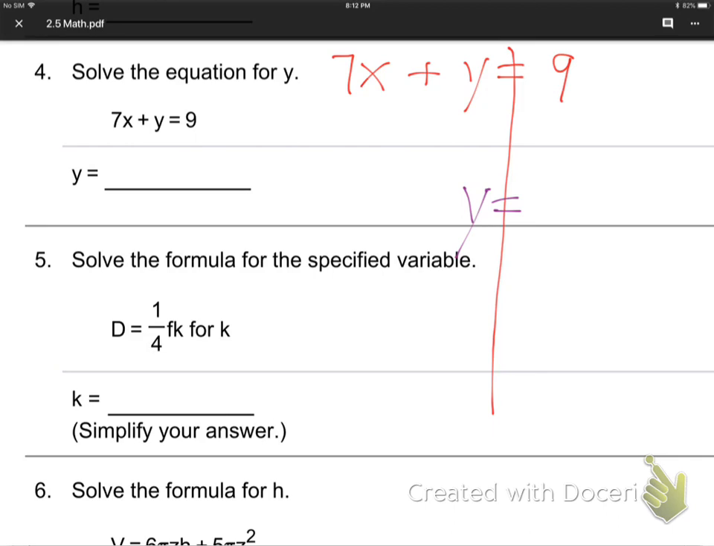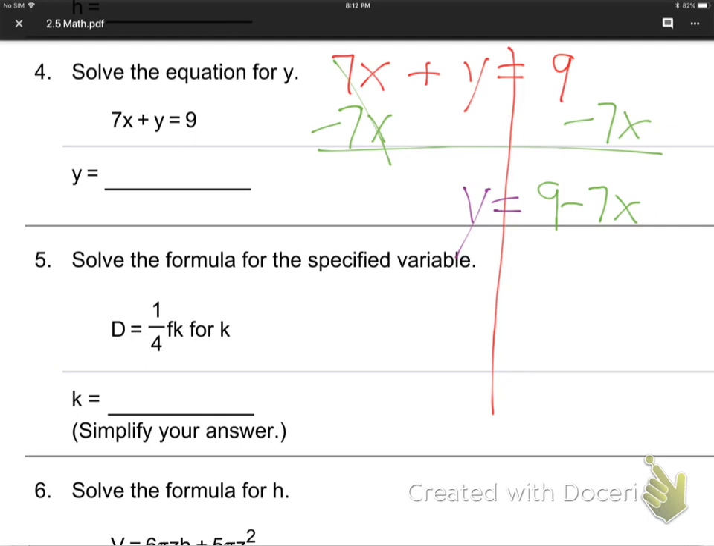So we always do the opposite operation. If there's something added to what you're trying to get alone, then you subtract it. So I subtract 7x, and whatever you do to one side, no choice, got to do the same thing to the other to keep the balance, right? Subtract 7x, and this is 9 minus 7x. Can I subtract 9 minus 7 there? No, they're unlike terms. They have to just stay separate like that.